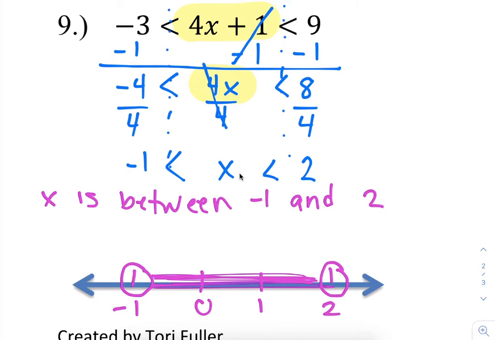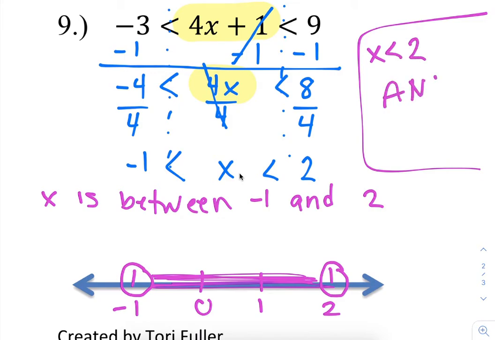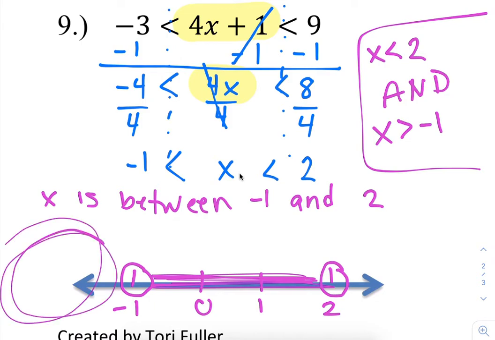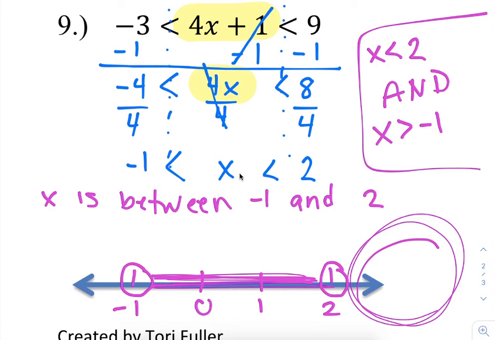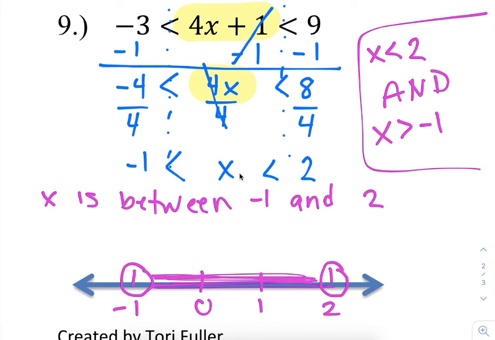If this was written out another way, like another kind of problem, it would say x is less than 2 and x is greater than -1. So this is one of those "and" requirements. You have to meet both. That's why I'm not including anything over here, and I'm also not including anything over here. "And" means you have to meet both requirements. Okay? We got one more problem.